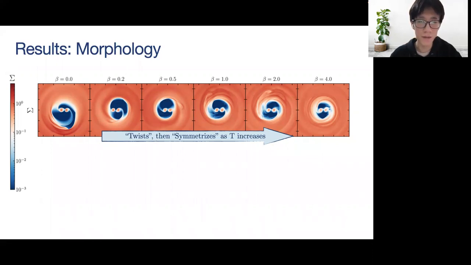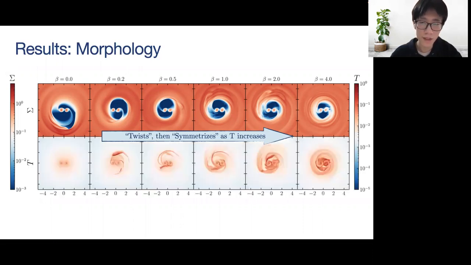You will still go from an eccentric cavity to a twisted eccentric cavity, this kind of twisted feature around the binary cavity. And in the end, the cavity of the circumbinary disk is circularized as the temperature of the cavity increases. This is easy to understand if we also include the temperature profile. As you can see, when the degree of thermal relaxation gradually increases, the temperature of the inner cavity also gradually increases. And in the end, this hotter cavity will circularize the central cavity.